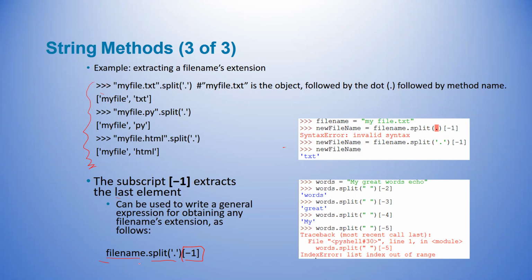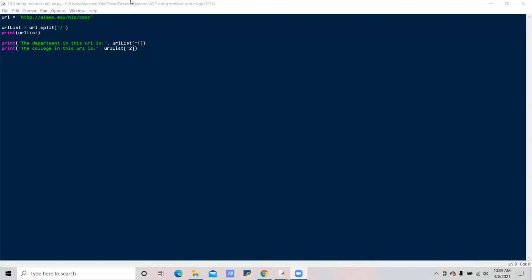Remember, when it splits, what does it give you back? Do you remember? When it splits, what does it give you back? Anyone? I'm going to test you now. Okay, let's look at this. URL is equal to yes. Okay, split with that / yes, and print that list. And then the department is that list's last element. The college is the second element from last. Okay, let's run it. Very good.